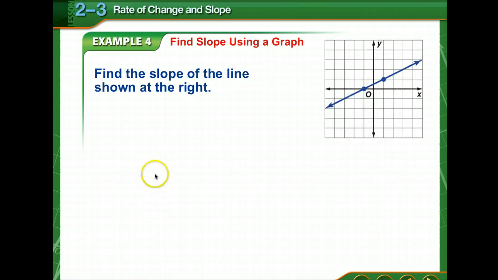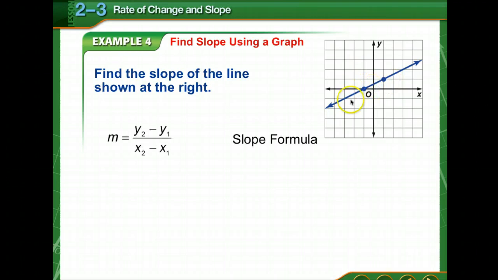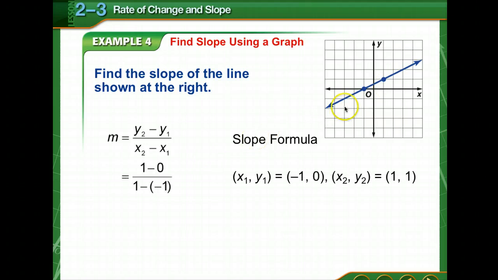Okay, our last example. Now we're going to find the slope of the line from a graph. So what we have to do is choose 2 points. We're still going to use the slope formula. It looks like we're going to use points (-1, 0) and (1, 1). Okay. So see how simple that was? Still using the same old formula. So our answer is 1/2.